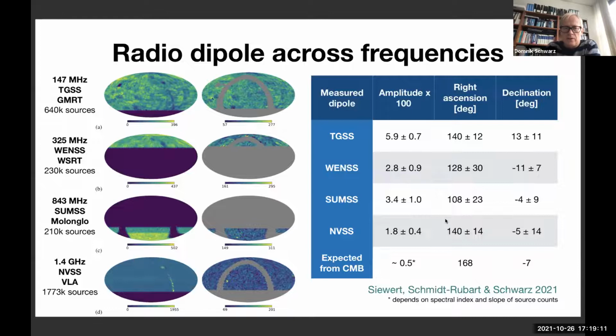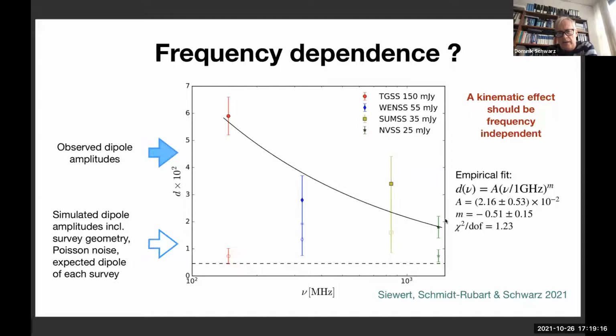So we looked at this in a bit more detail. This is just the results: the dipole amplitudes as a function of the survey frequency, and just an empirical fit where we fitted a power law between those points. As a comparison, I also show the simulations. There is an expected bias in the dipole amplitude, but the expected bias is much smaller than the signal that we see. All the understood biases and systematics we have put into the simulation, and these cannot explain the dipole excess.